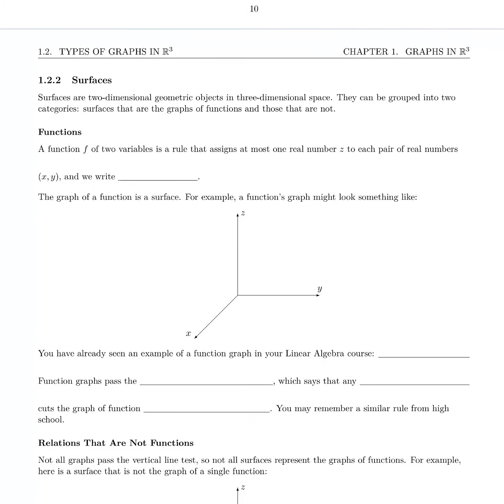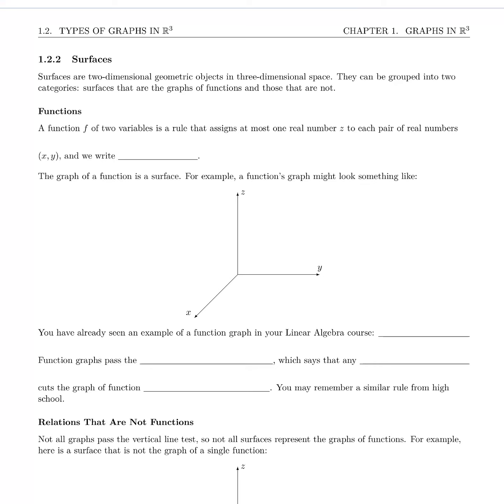Let's take a quick look at surfaces then. Surfaces are two-dimensional geometric objects in three-dimensional space, and they can be grouped into two categories, those that are graphs of functions and those that are not. A function of two variables is a rule that assigns at most one real number z to each pair of real numbers x and y, and we write z is equal to f of x, y. The graph of a function is a surface.